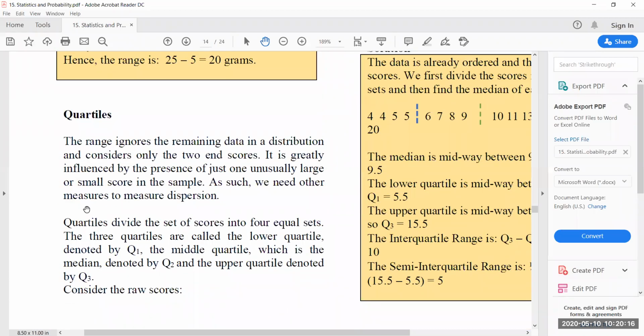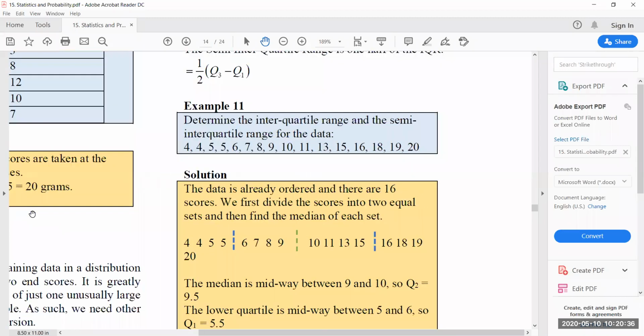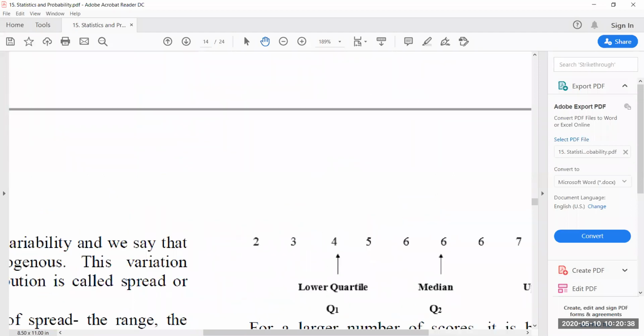All right, let's look at the second paragraph. Quartiles divide the set of scores into 4 equal sets. The 3 quartiles are called the lower quartile, denoted by Q1, the middle quartile, which is the median, and you call it Q2, and the upper quartile, which we call Q3. So let's see the following scores here. These are the scores here, right?